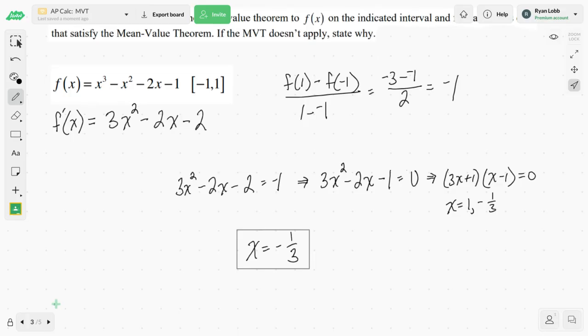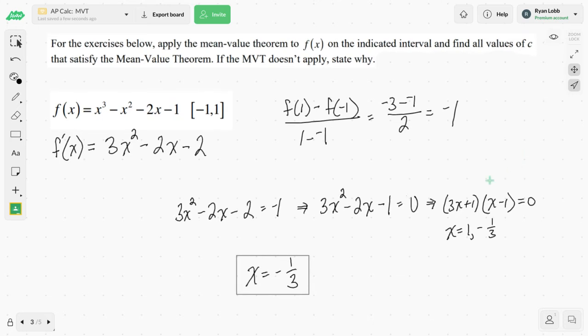Okay, so over here, this first one. Here we have, for this function below, on the indicated interval, we want to find all values c that satisfy the mean value theorem, and if the mean value theorem doesn't apply, state why.